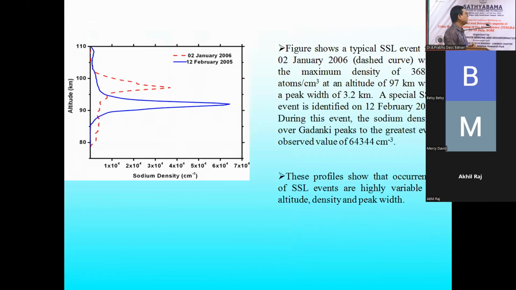And this is a typical SSL event observed on 2 particular days. The first was observed in January, and the second in February. See here, the SSLs are observed with respect to altitude. It changes. It is observed at a 90 kilometer peak, and at another altitude as well. That means SSLs are not fixed to one particular altitude. It varies from time to time. But the major reason for observing sporadic sodium layers is meteoric ablation.